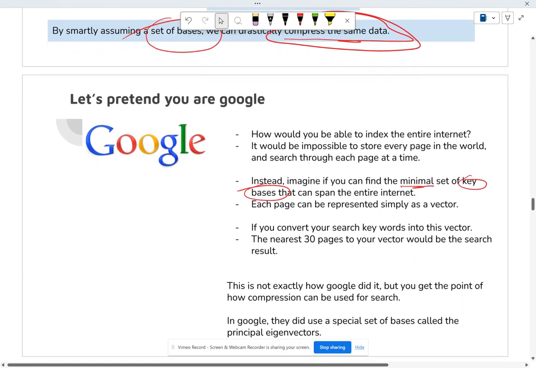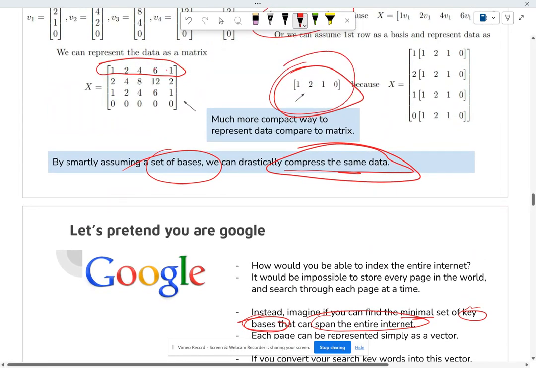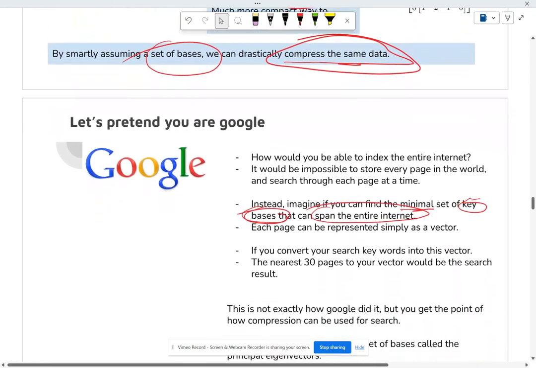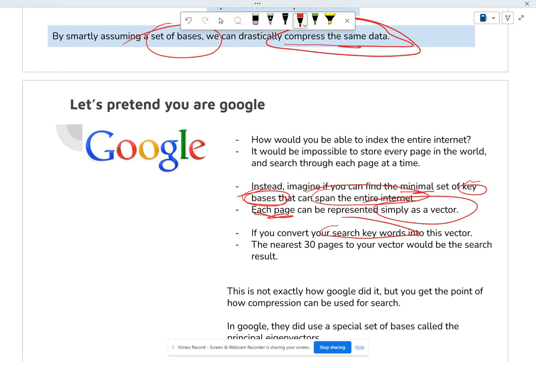And then, as long as these bases can span the entire internet, you don't need every single page of the internet, right? You can represent them with comparatively few numbers. And then each page can be represented as a vector. So you can kind of picture it that way. Now, if you convert your search word, whatever you're searching, into a similar vector, you have a way to do that.